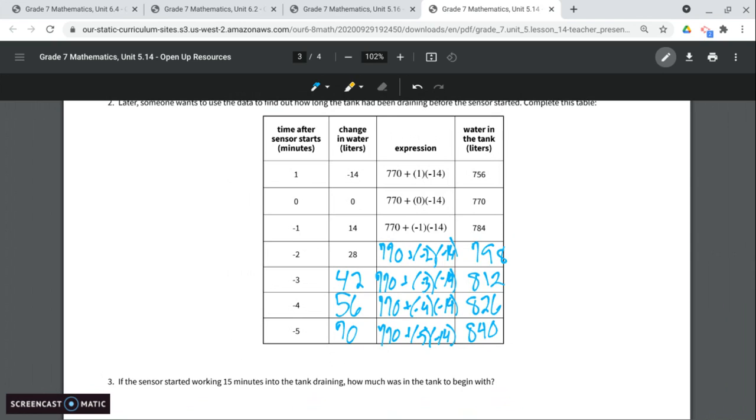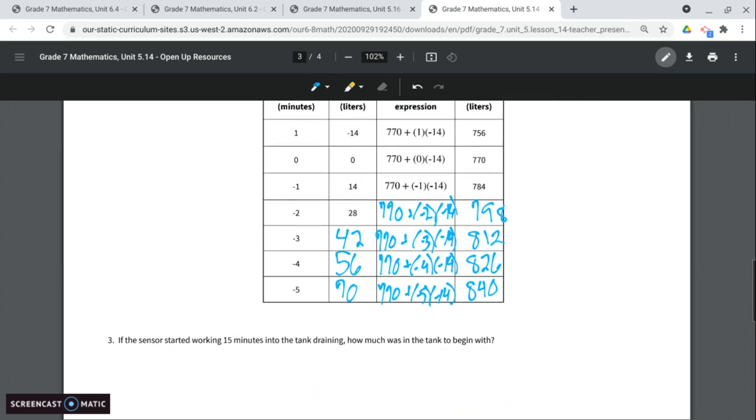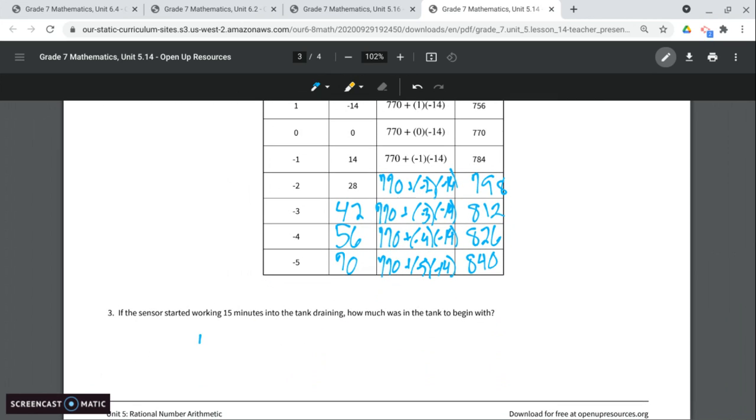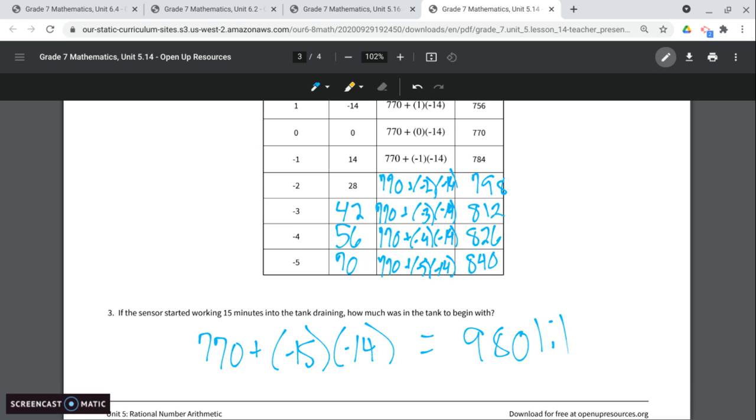So if the sensor started working 15 minutes into the tank draining, how much was in the tank to begin with? So here we'd take 770 plus negative 15 times negative 14, which will give us 980 liters. So that's how much water was in the tank to begin with.